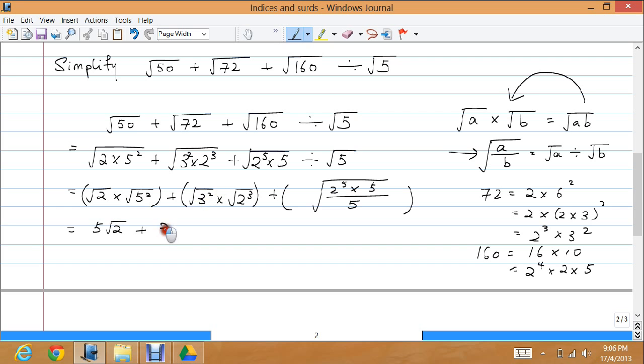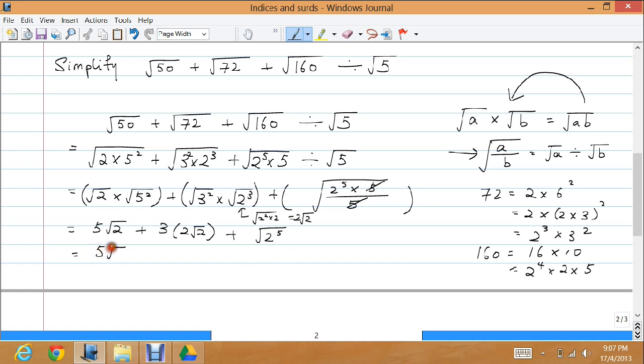Square root 3 squared is 3. Now for the square root of 2 cubed, we can look at 2 cubed as 2 squared times 2, which gives 2 square root 2. So I rewrite this as 2 square root 2. For the last term, notice that there is a 5 common to the numerator and the denominator, so I can cancel it out. I'm left with square root 2 to the power of 5.